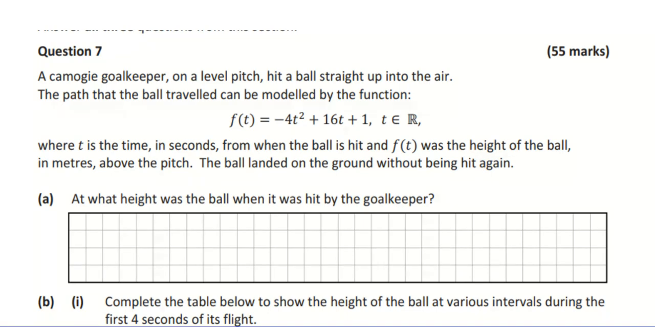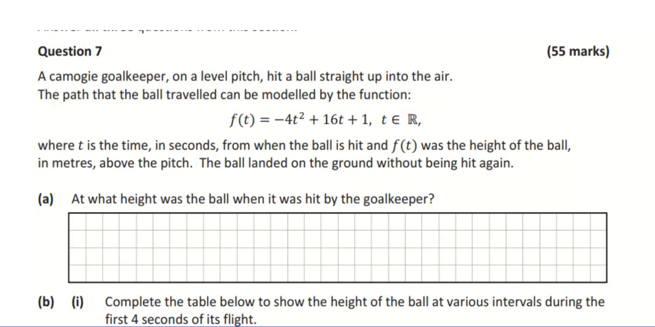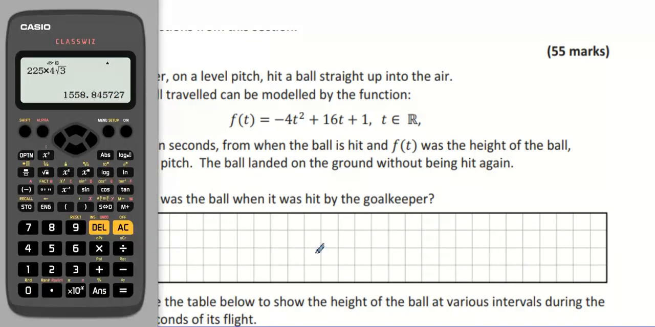Okay, this is 2019 question 7 to my knowledge, and let's give it a go. So, f(t) is minus 4t squared plus 16t plus 1. Now, at what height was the ball when it was hit by the goalkeeper? So if you throw this into the table function in your calculator, it will sort of explain what the full question means. Instead of using t, use x.